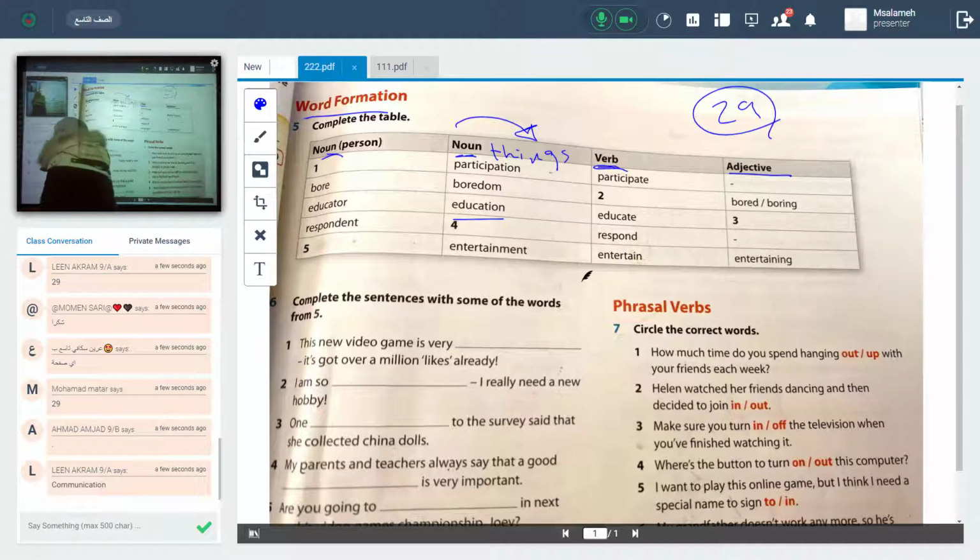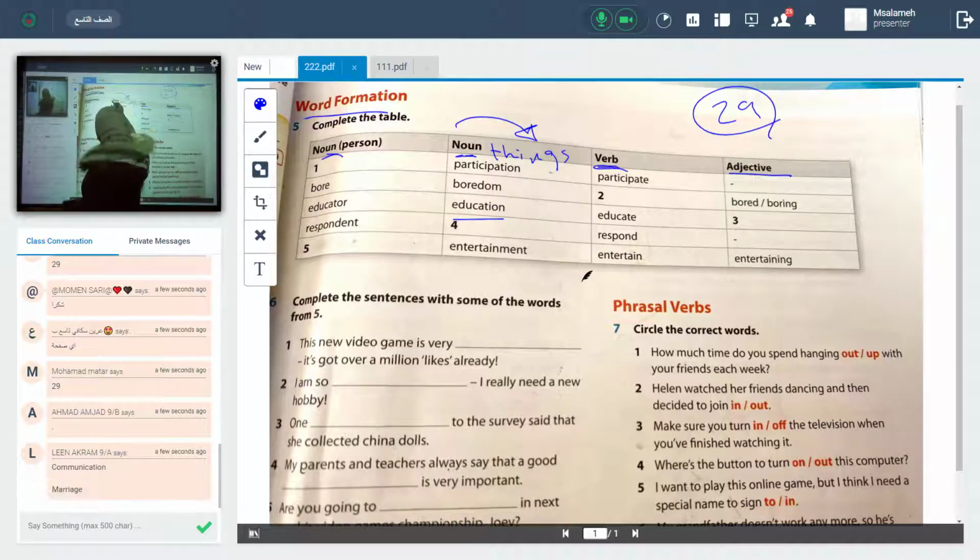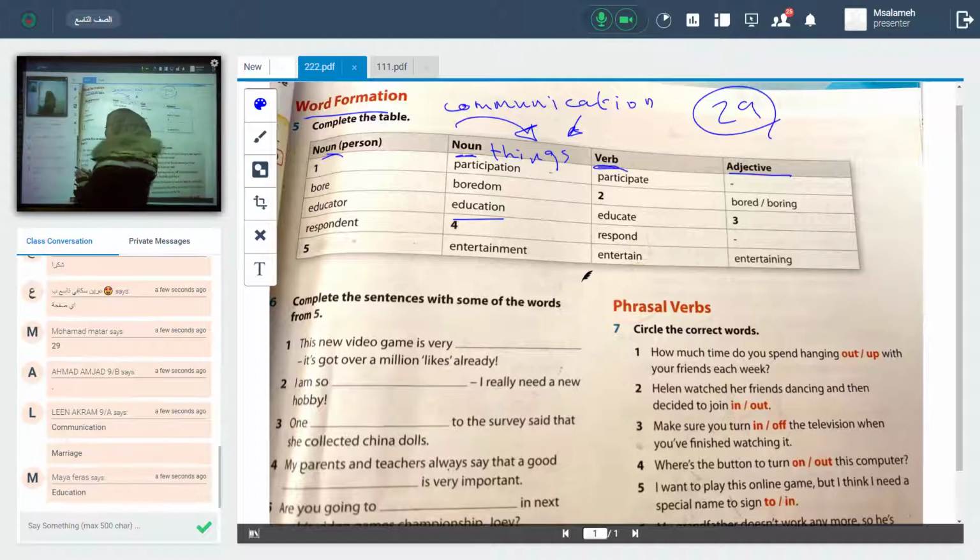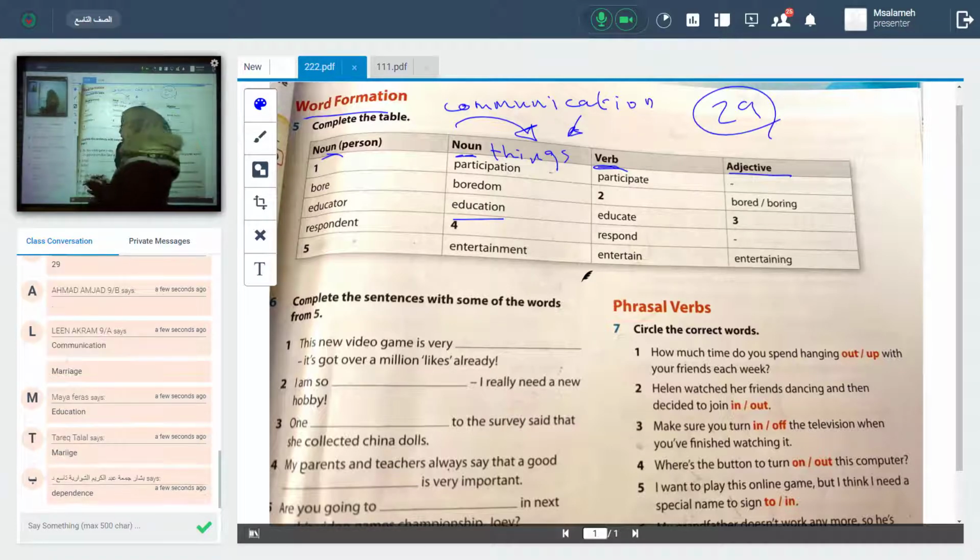We have communication. Bravo, Leen. Excellent, Leen. Communication is a noun for things. Now, marriage, excellent. Marriage is a noun for things. Education, we have this, Maya. We have this example, education. Excellent. Dependence.